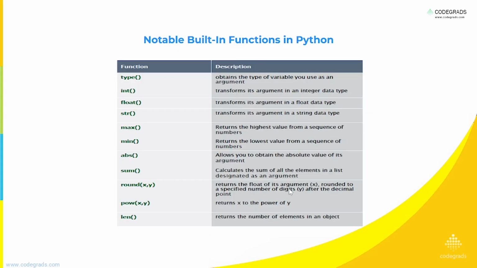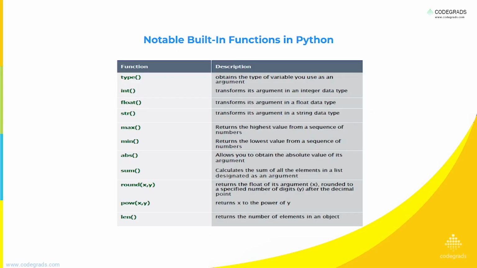Then we have the utility functions. In that we have type, sorted, and range. First, type obtains the type of variable you use as an argument. So it basically shows the data type. Whatever value we pass, it will show the data type of that value. Or if we pass any variable, it will show the data type of the value stored in that variable. So that is type. Then we have sorted, which is used to sort the items. Then we have range, which basically creates a range of numbers.